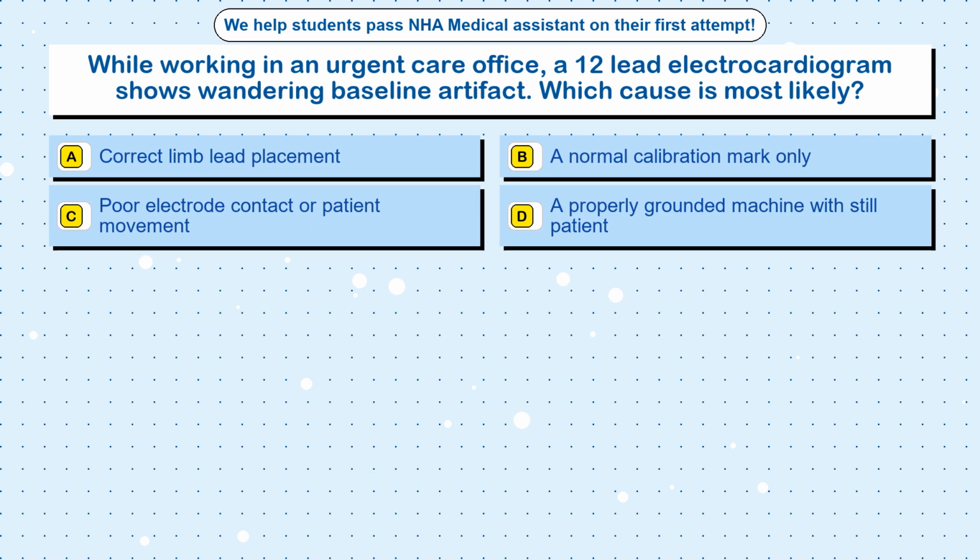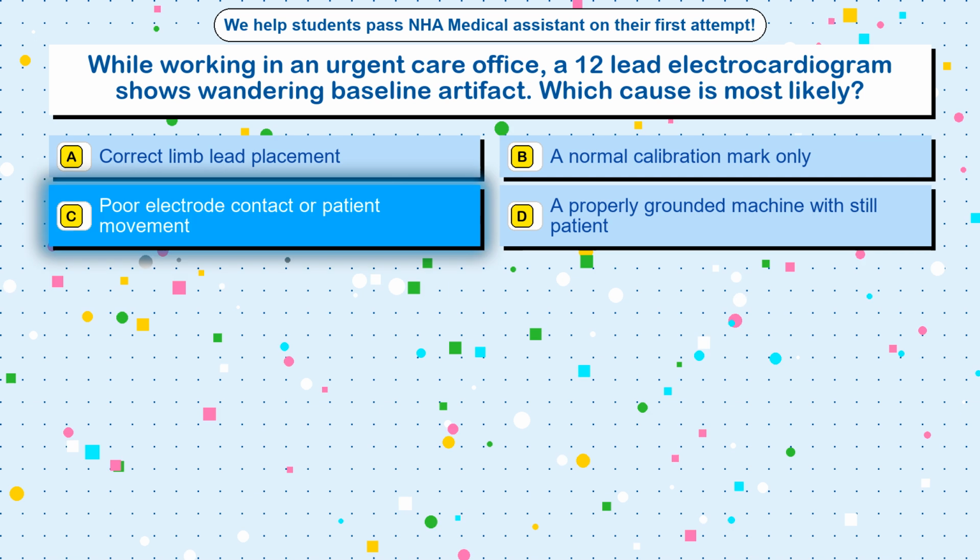Question 43. While working in an urgent care office, a 12-lead electrocardiogram shows wandering baseline artifact. Which cause is most likely? Option A, correct limb lead placement. Option B, a normal calibration mark only. Option C, poor electrode contact or patient movement. Option D, a properly grounded machine with still patient. The correct answer is option C, poor electrode contact or patient movement.